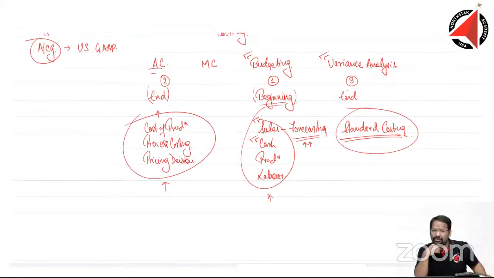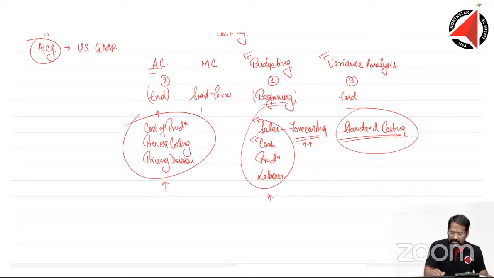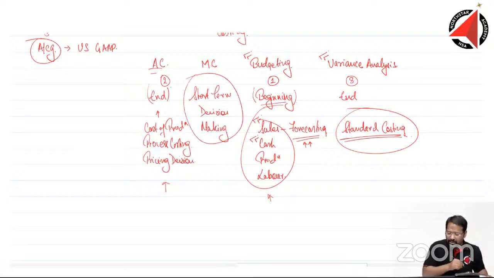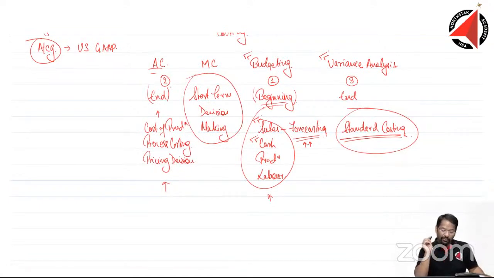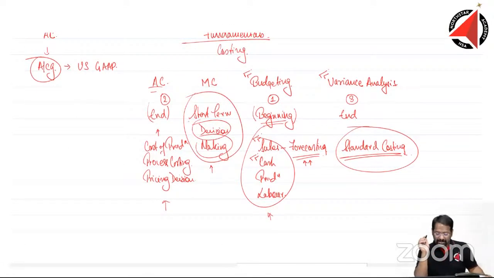Then what does marginal costing cover? Marginal costing covers only short-term decision making. It covers short-term decision making. All right. So it looks like variable costing, but remember it covers only and only short-term decision making. So we use the marginal costing concept only for decisions. What kind of decisions? Short-term decisions. All right. So this is broadly your syllabus.